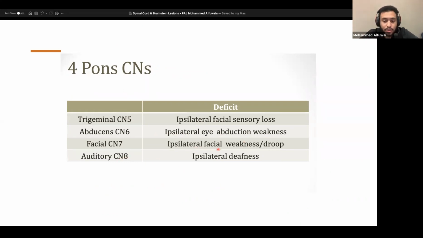Facial nerve, ipsilateral facial weakness or droop. Again, if it's the facial nucleus, it's ipsilateral. If it's above the pons, where the corticobulbar tracts are damaged, it's not going to be ipsilateral anymore. It's going to be contralateral, lower 2/3 of the face, sparing the forehead, okay?